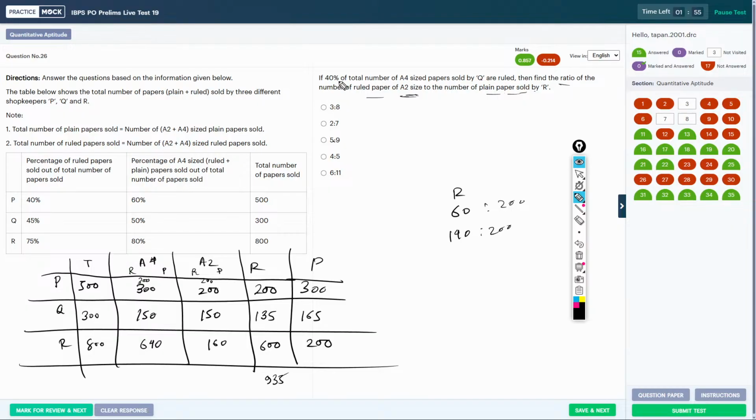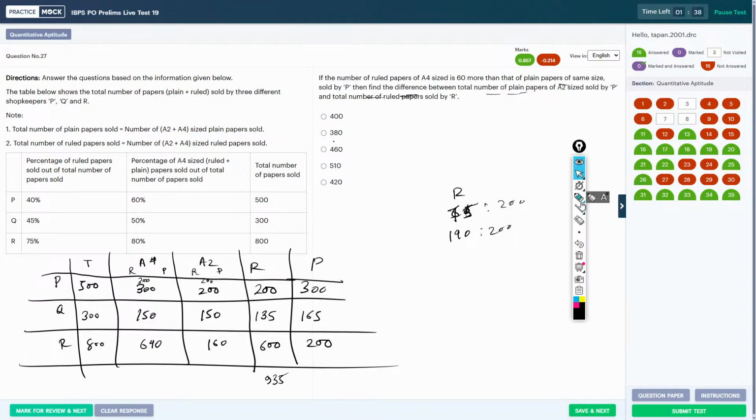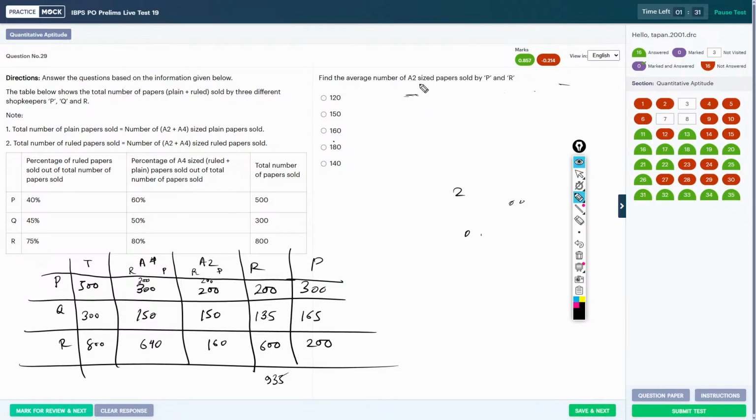40% A4 Q are ruled, so 60 ruled, so 135 was ruled here. So 75 is still going to be ruled. So 25, 38. If the ruled paper is 60, okay, this is a big one. I'll skip. Find the average of A2 paper like P and R. P and R A2 180.